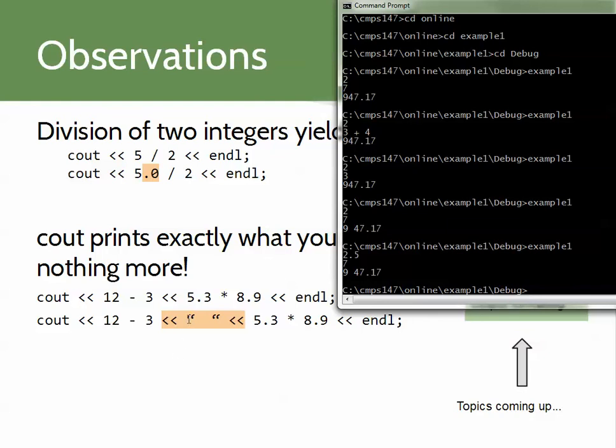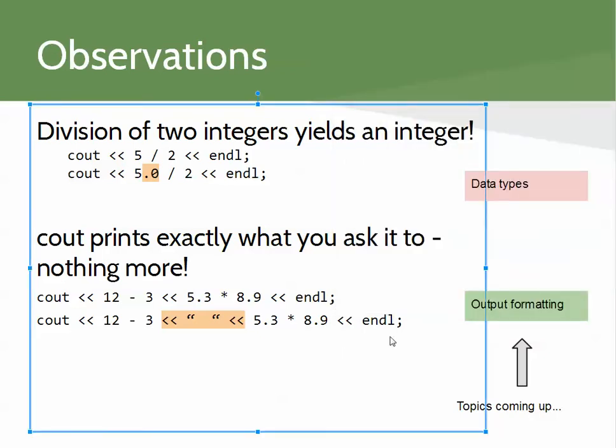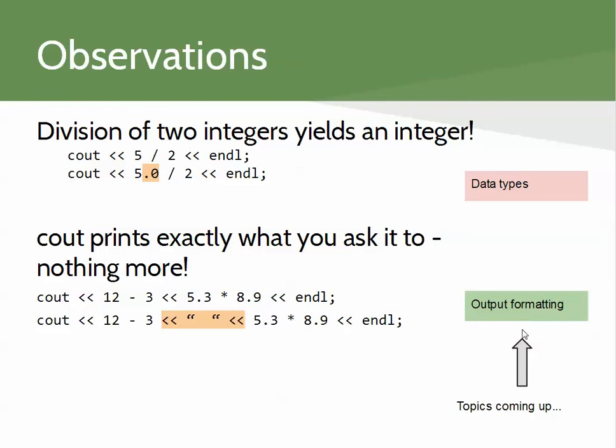The addition of a literal space as something extra that we print between the 9 and the 47.17 makes all the difference in the world to the output that comes to the screen. And we're going to actually learn quite a bit about output formatting. We can use a lot of different styles and different ways to format output to the console, and that'll be coming up.